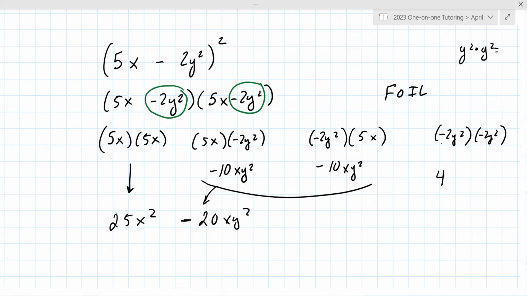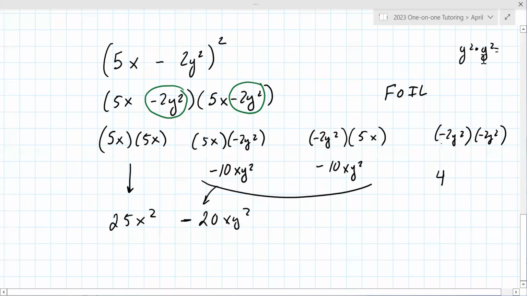So what does that become? You're going to add the exponents. Oh, so it would be negative, wait. You're adding the exponents. Oh, y to the 4th? Yes. And that comes down here. Like that. Okay.